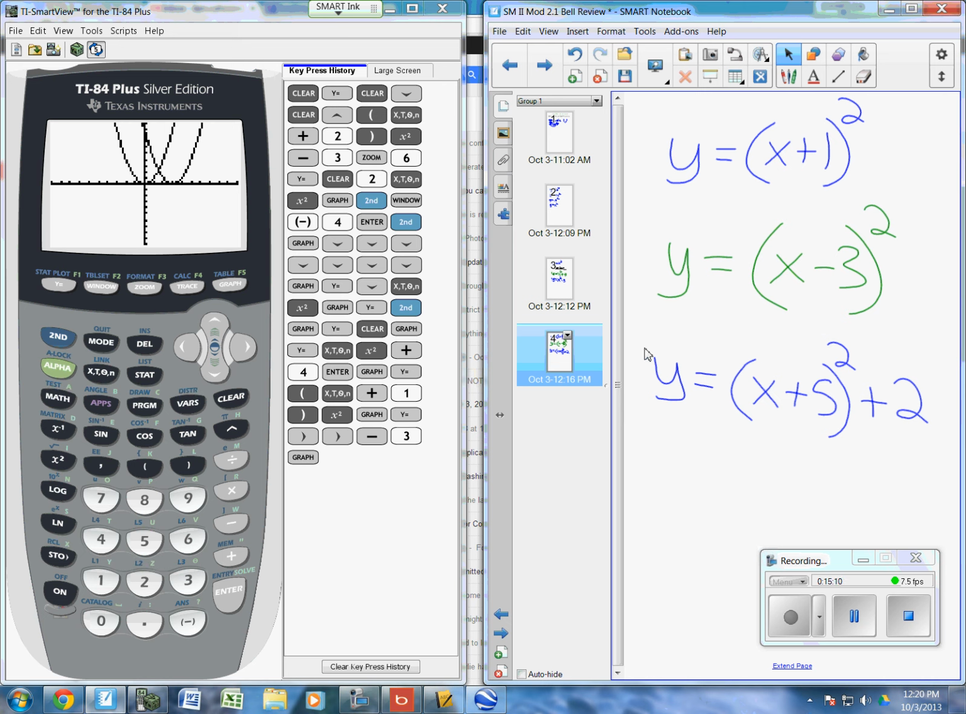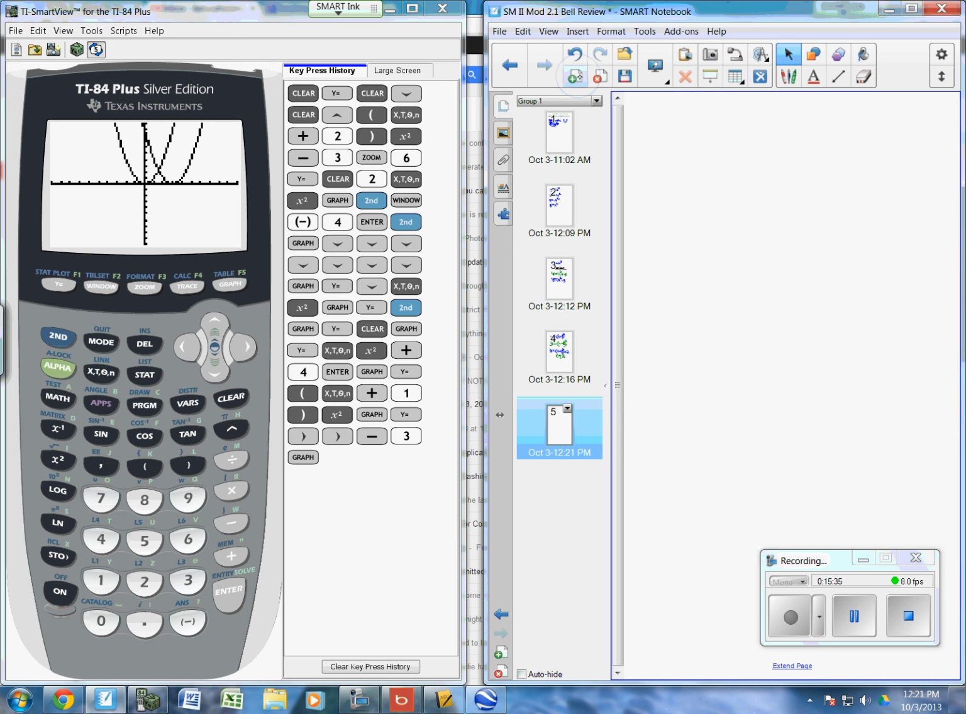Now all of a sudden we've combined these, right? The vertex is going to be at negative 5 comma 2. Remember, this shifted it to the left 5. This shifted it up 2 units. I'm afraid some of you guys aren't getting this because you're not watching. You guys got to listen. Some of you guys got it down. Some of you are still trying to figure it out. Okay, everybody, on this one right here.